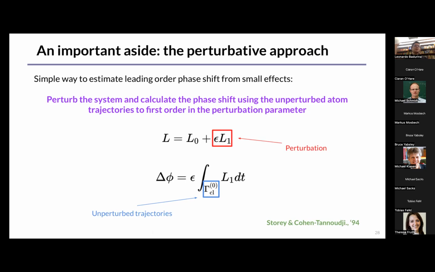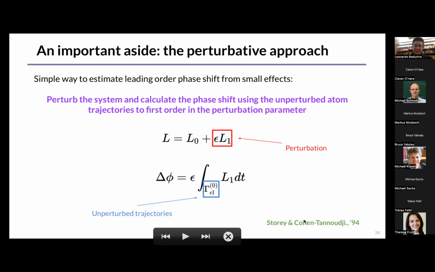Meaning, if I were to start off with some Lagrangian and I want to solve Euler-Lagrange equations and find trajectories, and then I want to calculate the delta phi propagation and so on and so forth, that can take quite a lot of time. And it isn't always apparent what the leading order effects are. So there's a very simple way instead to estimate leading order phase shift effects from small perturbations. And this is the perturbative approach, which was nicely described by Storey and Cronin in this paper from '94. It's a very nice paper.